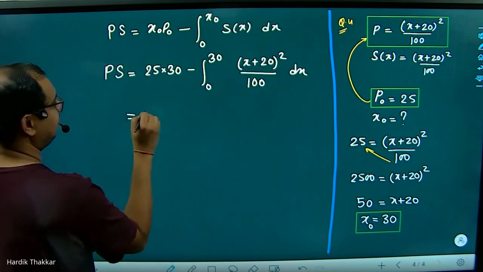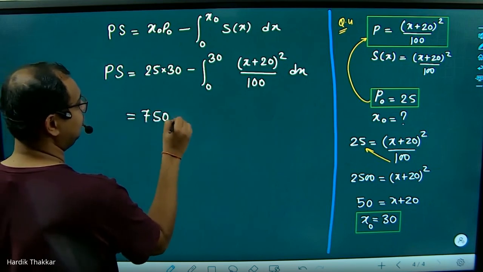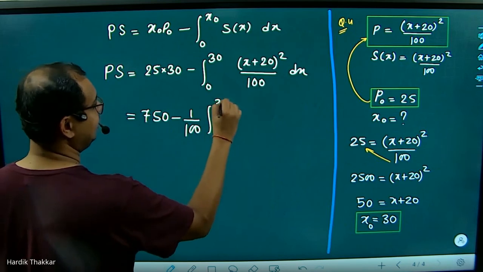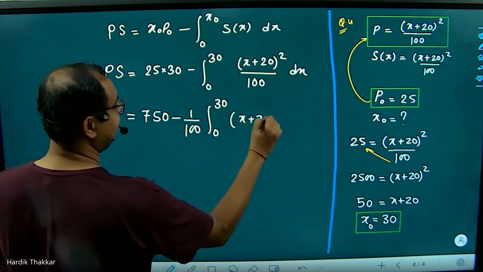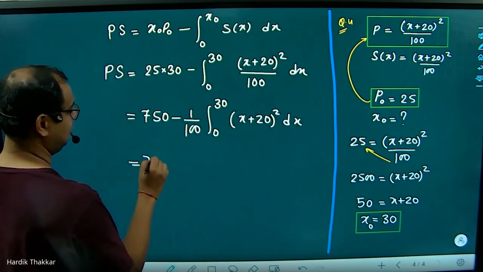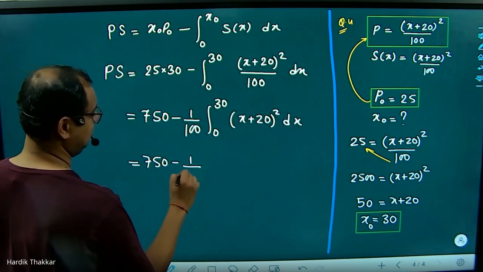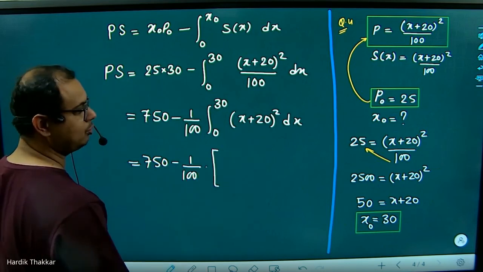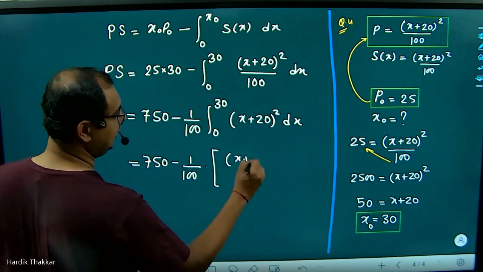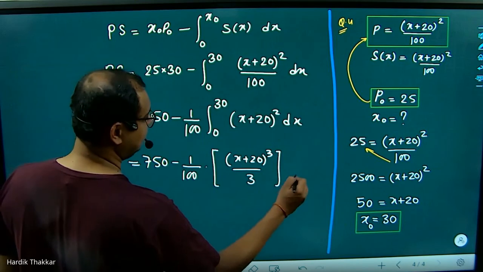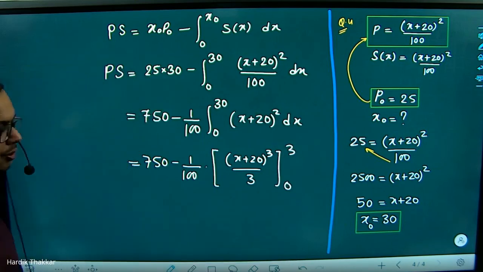Just remember one thing: first you have to take 1 by 100 outside the integral, and second you can directly integrate this function without expanding. Like the integration of (x plus 20) whole square will be (x plus 20) whole cube upon 3. You can directly apply this integration. Okay, now further solve and check your answer.